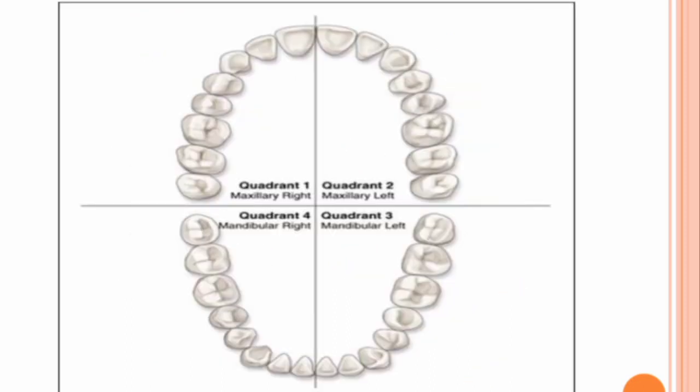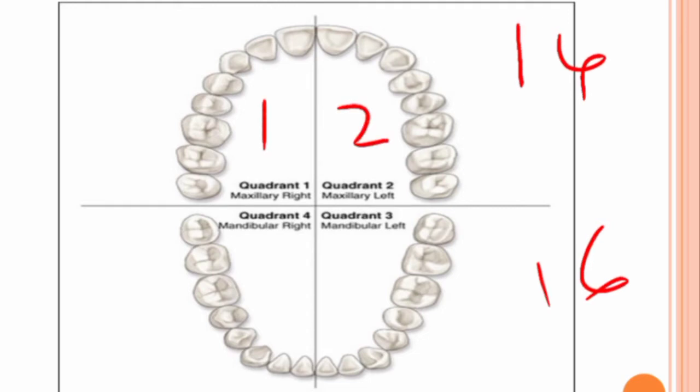Here you can see a picture of the permanent dentition. In permanent dentition we have 32 teeth in total in both jaws. In the maxilla we have 16 teeth, and in the mandible also we have 16 teeth. This is also the first quadrant, the second, the third, and the fourth quadrant. The maxillary right is the first quadrant, the maxillary left is the second, the mandibular left is the third quadrant, and mandibular right is the fourth quadrant. We go in this direction, 1, 2, 3, 4.